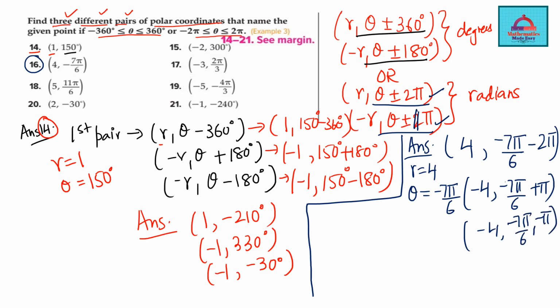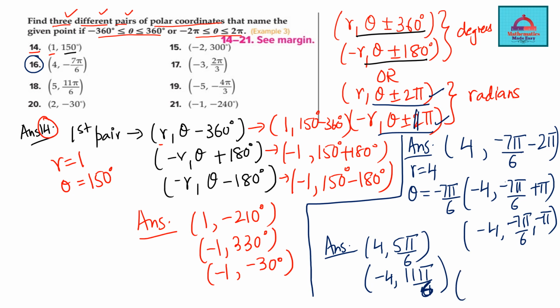So when you solve it, the final answer would come out to be, just simplify the angles, 4 comma 5 pi by 6, minus 4 comma 11 pi by 6, and last one minus 4 comma minus pi by 6. Now here you must be wondering why I'm taking only negatives. You may take positive also. So there are actually 4 pairs here, 4 pairs here. So any 3 pairs you can select for your answer.